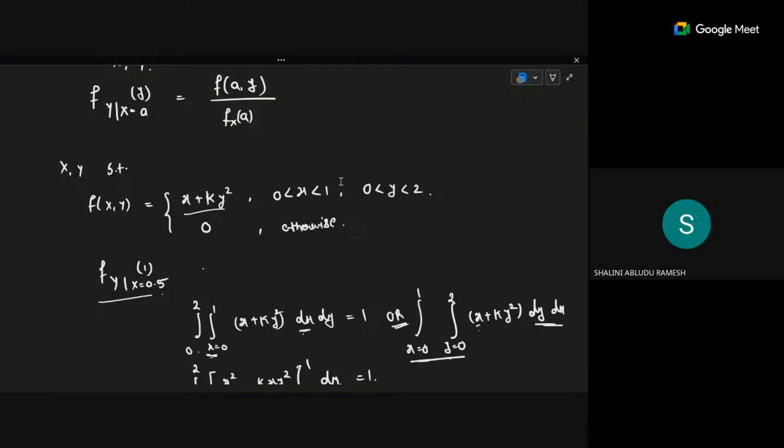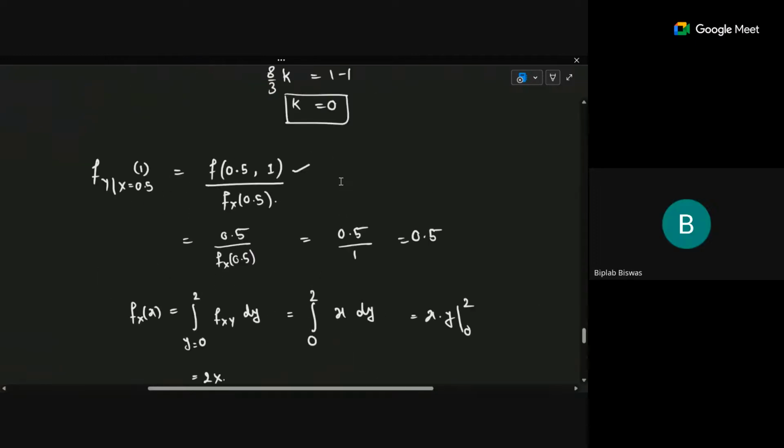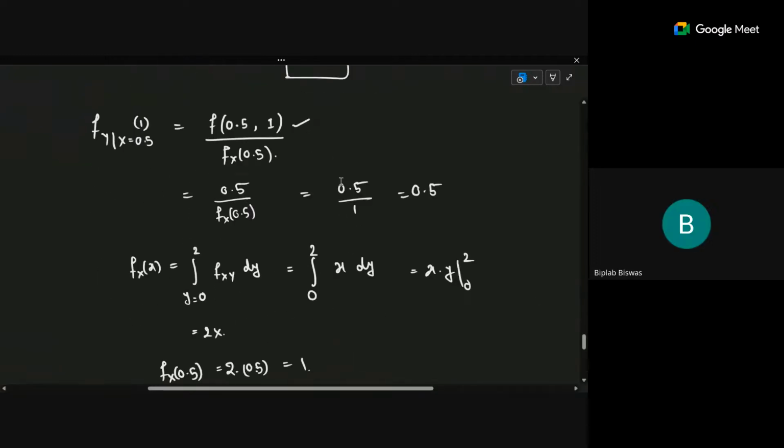Ma'am, could you say that again? Whatever value of k I get, I need to put in the equation and check that after putting that value, the integration takes the value 1 or not. It has to take 1, right? Only then is your density function a valid PDF. When you say integration, it is double integration, is it?